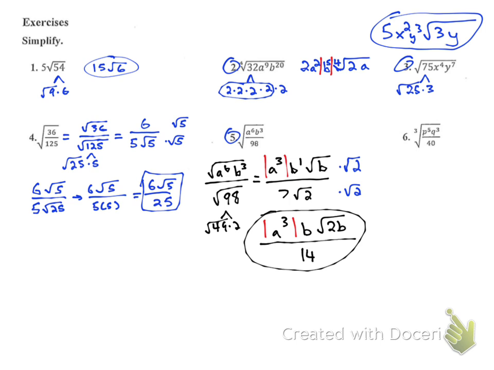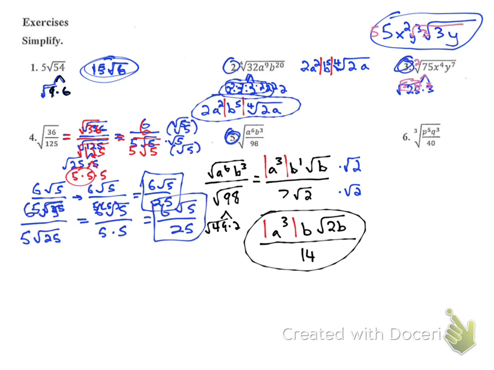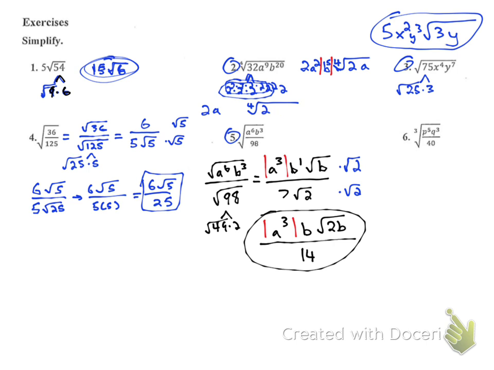Number 6 is a little different because it's a cube root. We're still going to simplify the numerator. We've got cube root of p to the 5th q cubed over cube root of 40.